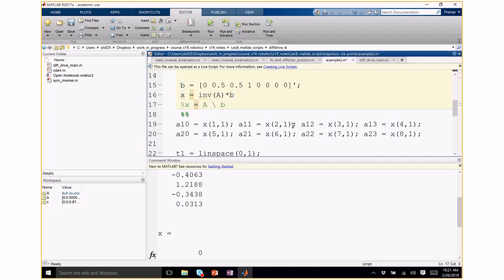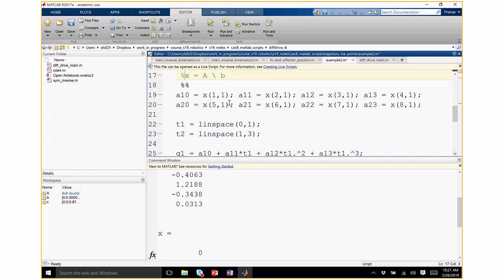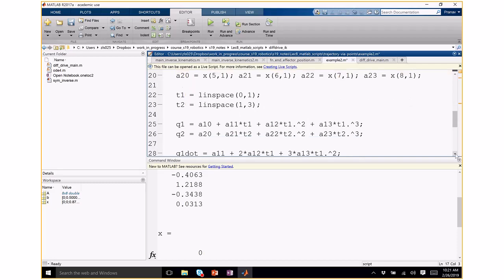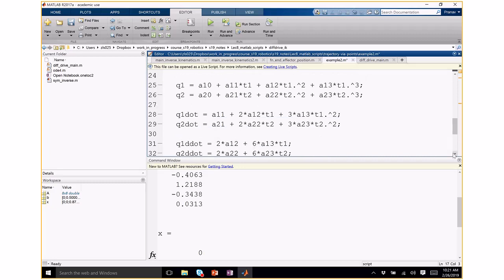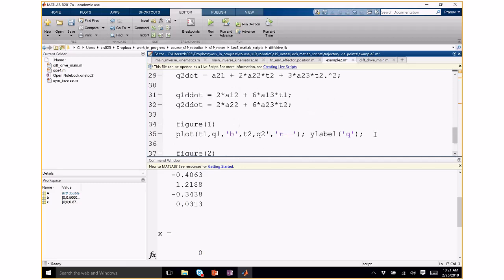Okay, so then what I do is I put those in the a's, which I define. I need to create the trajectory, so I define linspace. Remember, the first half is from 0 to 1, the second half is 1 to 3, so there are two linspaces. Then I find q1, q2, q1 dot, which is essentially taking the derivative expression I had there and putting it down there. And then the same for double dot.